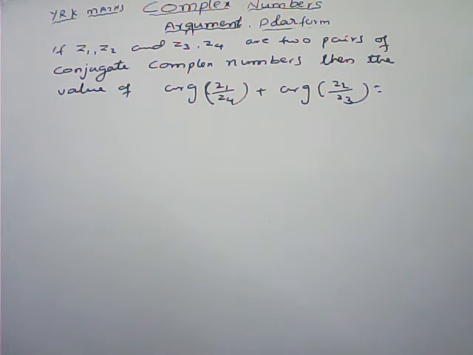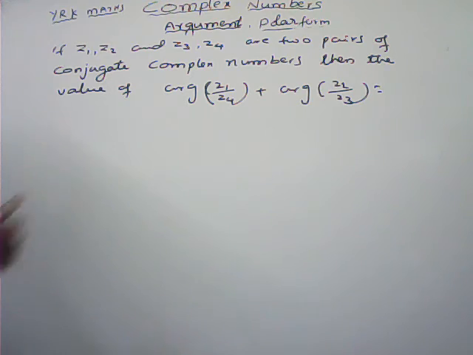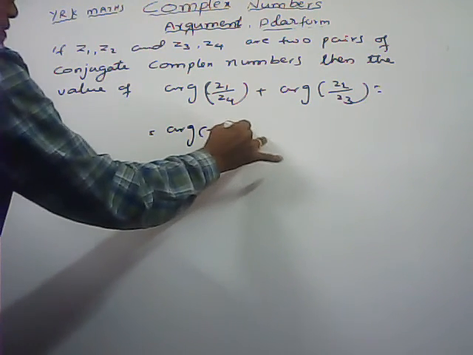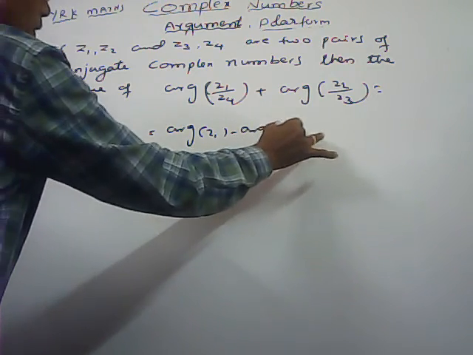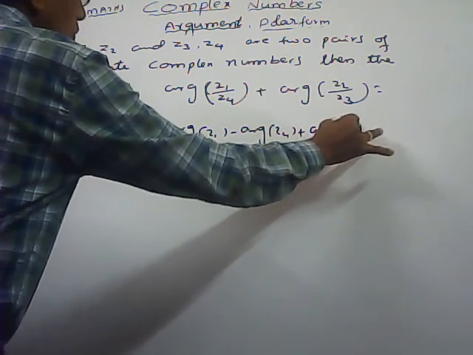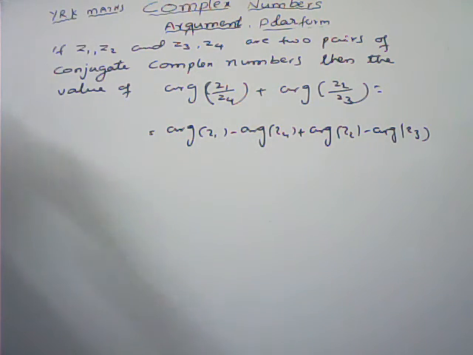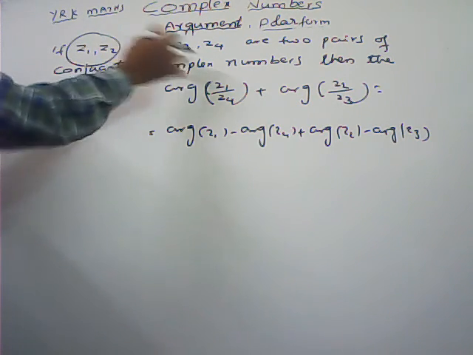Here, if Z1, Z2 and Z3, Z4 are two pairs of conjugate complex numbers, then the value of argument of Z1 by Z4 plus argument of Z2 by Z3 is equal to, here we can write argument of Z1 minus argument of Z4 plus argument of Z2 minus argument of Z3. Here Z1, Z2 is a pair of conjugate complex numbers. This is one pair, that is another pair.